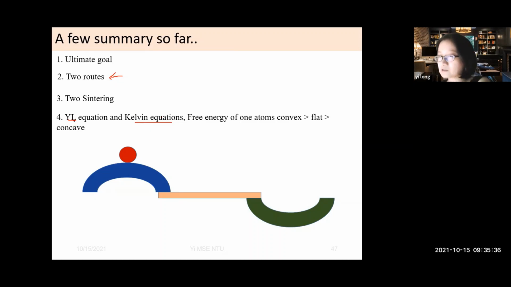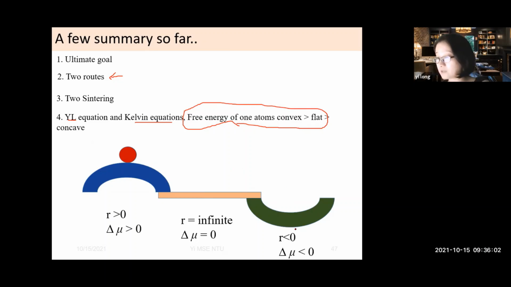Okay, and from this Young-Laplace equation and Kelvin equation, we already proved that the free energy of one atom is actually higher than the flat surface. Okay, so that's why the atom is going to move from the convex to the flat. Okay, and for the concave, it's a little bit complicated, but just remember this moment. Okay, so concave is a case where R actually is less than 0. Okay, so delta mu is actually less than 0. So this site is actually the lowest energy site. Okay, lowest energy site. So in principle, the atom will move from the mountain to the valley. Okay, so that is what we learned so far from last week.